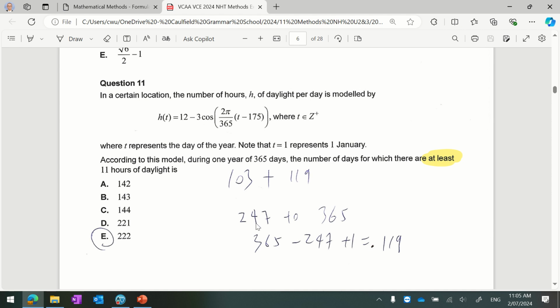So on the 247th day and the 365th day, they both have more than 11 hours of daylight. So I need the plus 1, so it's 119. The count of days is 119. So 103 plus 119 is 222. It's very easy to make a common mistake of 221. They're being tricky here. The answer is 222. I think it's very easy to get the wrong answer, which is 221.